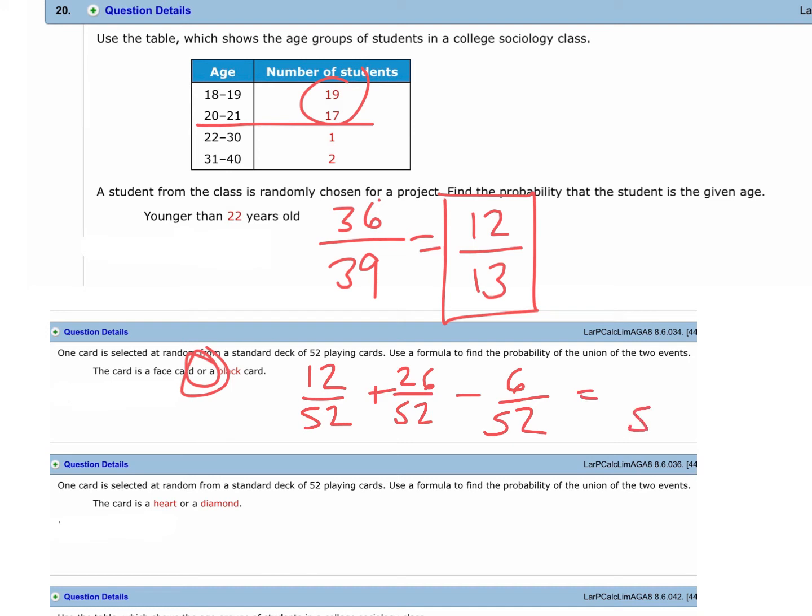So our denominators are all the same. So we just add our numerators. 12 plus 26 minus 6. That's 32. Does 32 over 52 simplify? 8 over 13. Awesome.